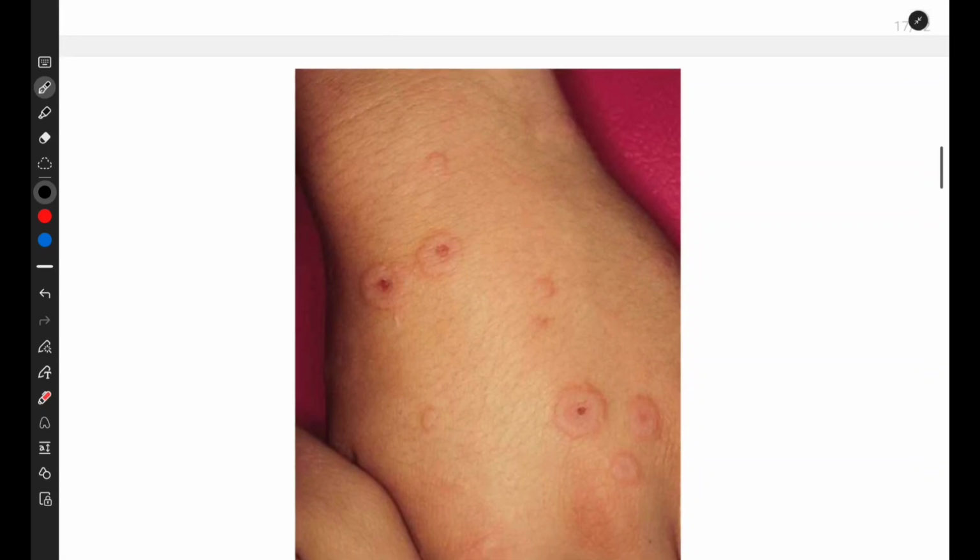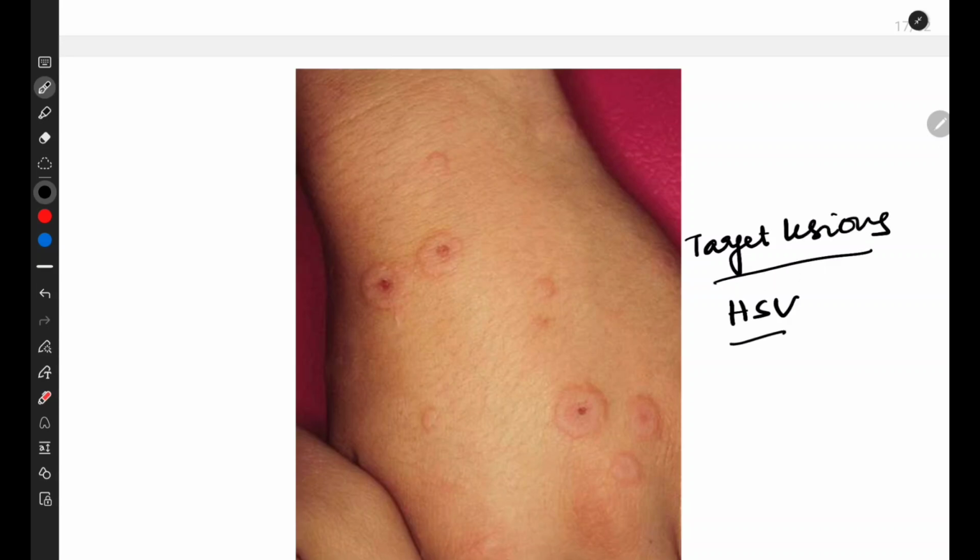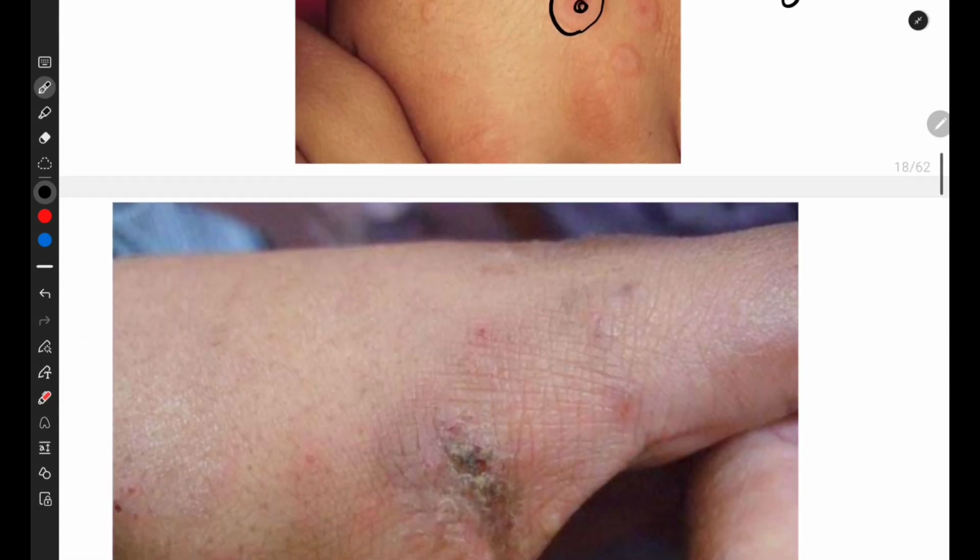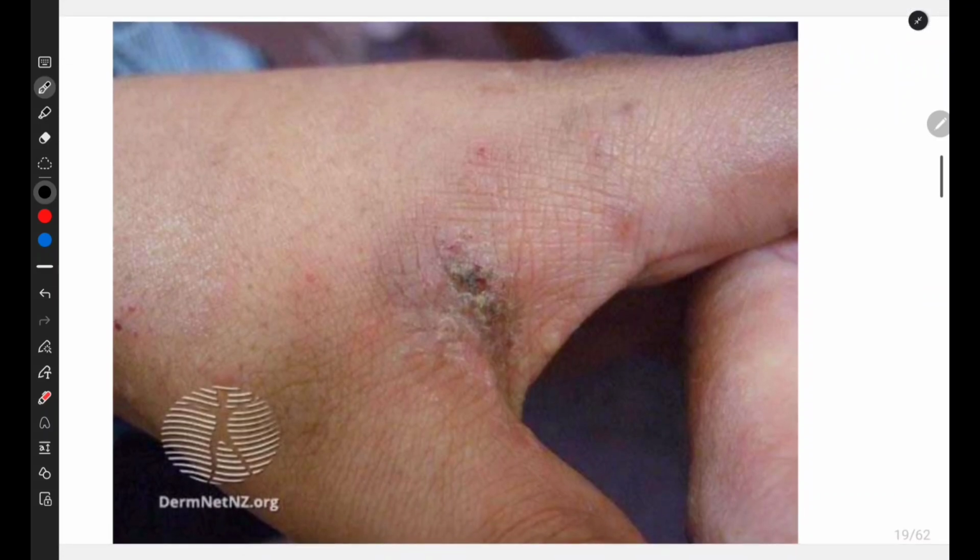So this one is called target lesions, characteristically seen in HSV. There will be a centrally placed macule or papule, with surrounding erythema. This is also associated with some drug-induced lesions, fixed drug eruptions. Then this is also a special lesion called a burrow. This is characteristically seen in scabies.